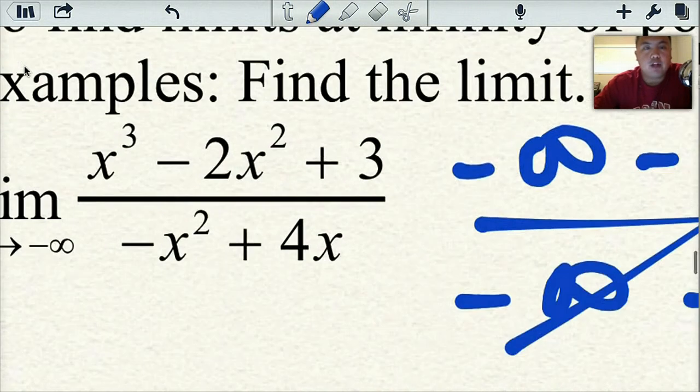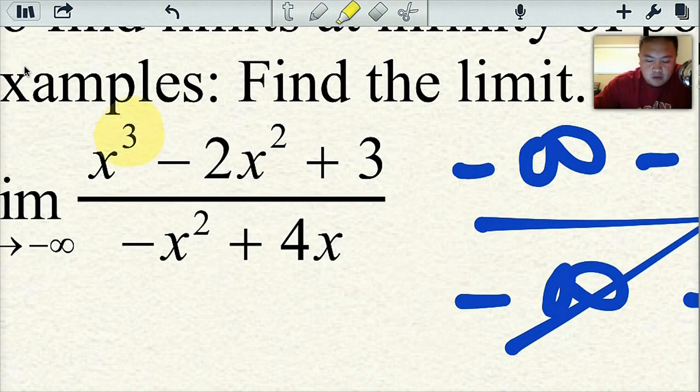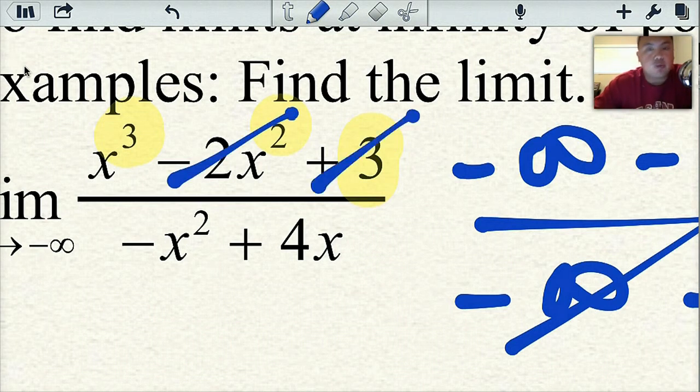So if I look at this numerator, if I'm trying to find the limit at infinity, x to the third power is going to be so much bigger than x to the second power, or even this one, which is technically x to the 0 power. So for limits that go to infinity, I will cross out the smallest terms in the numerator and in the denominator. In this numerator, I don't care about 2x squared, and I don't care about plus 3, because they are nothing compared to x to the third at infinity.